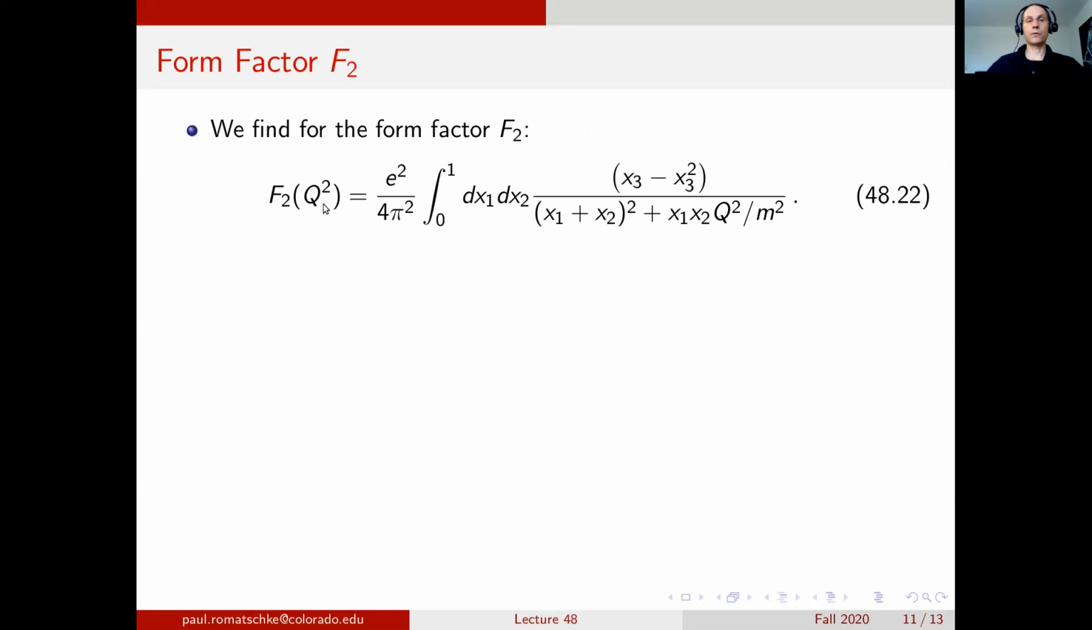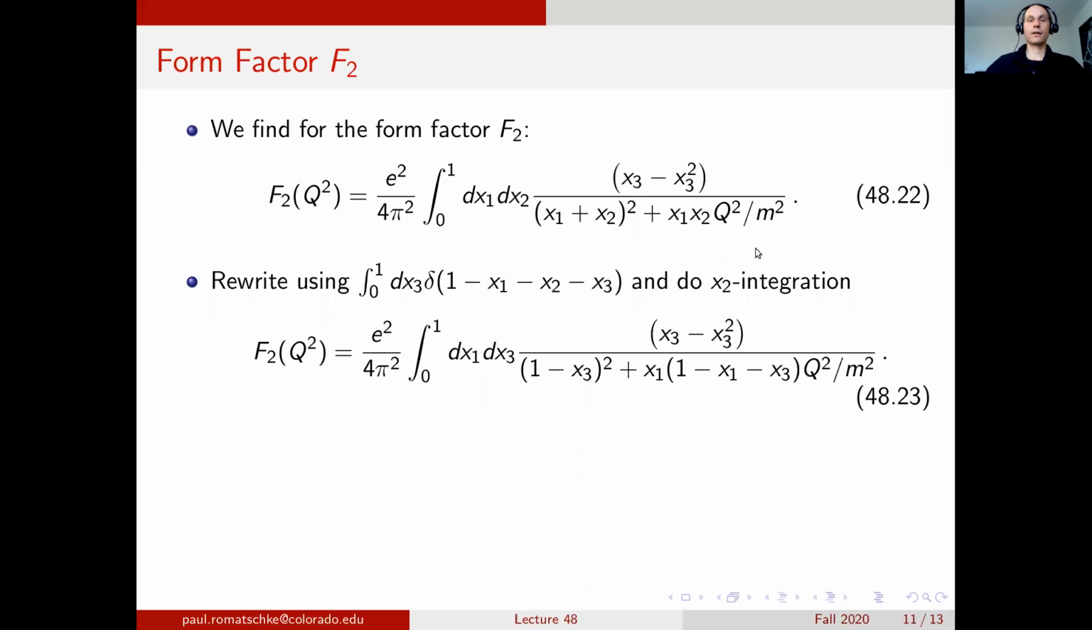What do we have? We have that the form factor F2 is given as e squared over 4 pi squared, integral over the two Feynman parameters x3 minus x3 squared over the denominator. We use the fact that we have this nice expression of x3 here by reinstating an integral over x3 with a delta function. This is just unity, so we can plug this in, and then we can change the order of integration and do the integration over x2 first. So if we do this, we find the following form for the remaining integrations of x1 and x3.